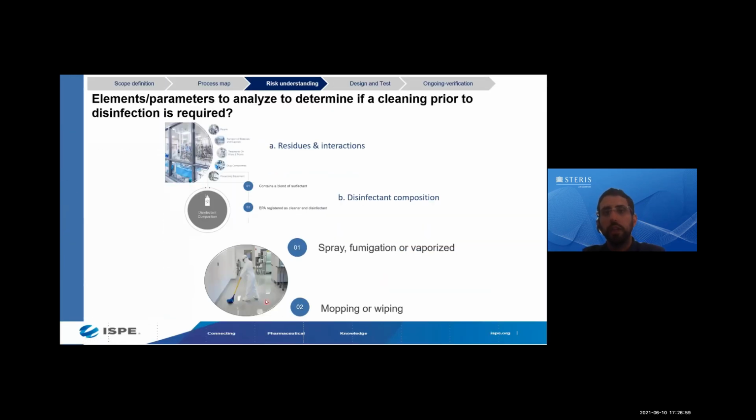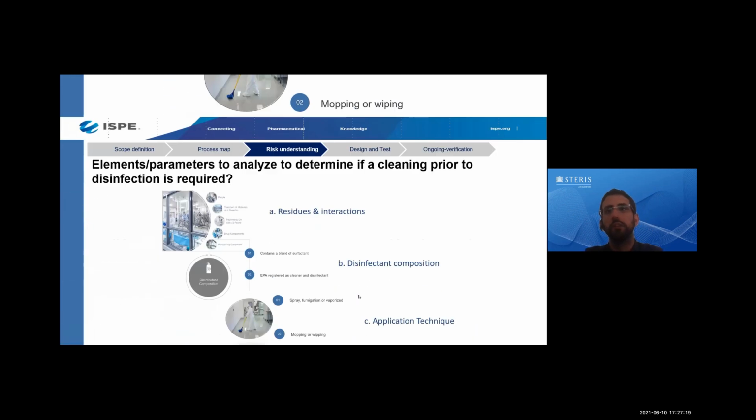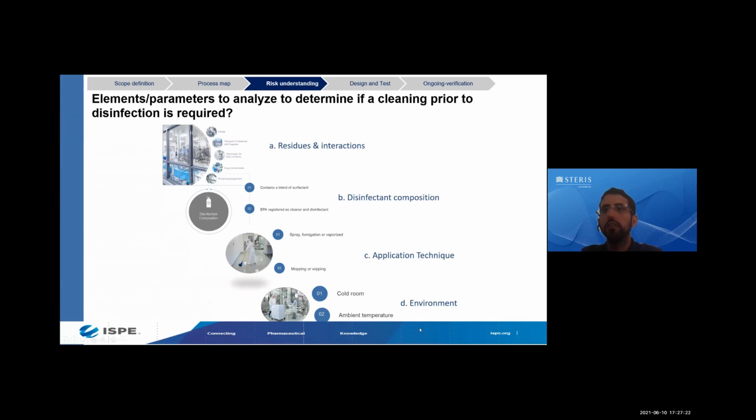The third part to look at is the action that is used. Are you spraying or fumigating or vaporizing? If I'm spraying or fumigating or vaporizing, even if my disinfectant has some capability to clean, there is no mechanical action, so it will not help in cleaning the surfaces. Mopping and wiping will provide mechanical action and also help to clean and disinfect. Another point to look at is the environment. In a cold room, the temperature is very low, so the kinetics of the killing will be very low. So you want to make sure either to keep the wet contact time adequate or maybe to have a cleaning prior.